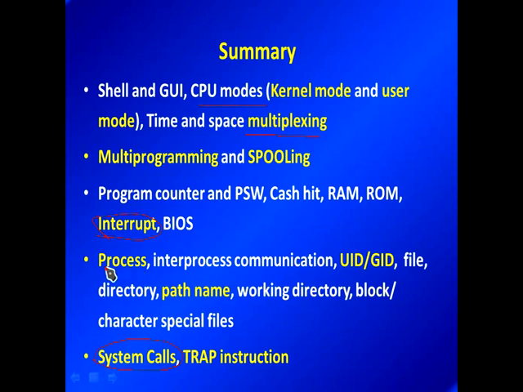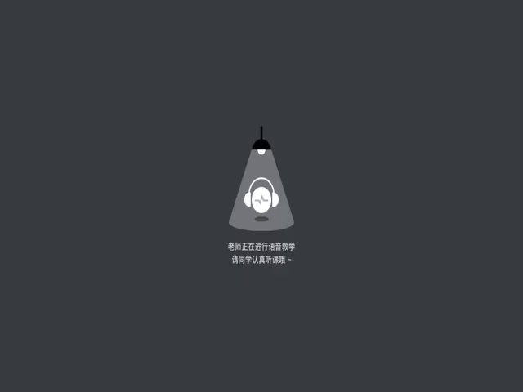Also, we take a brief review of some basic concepts related to the operating system, such as processes, the address space, and the path name, etc. So that's all about the first chapter, and then we're going to move on to the second chapter of this textbook.